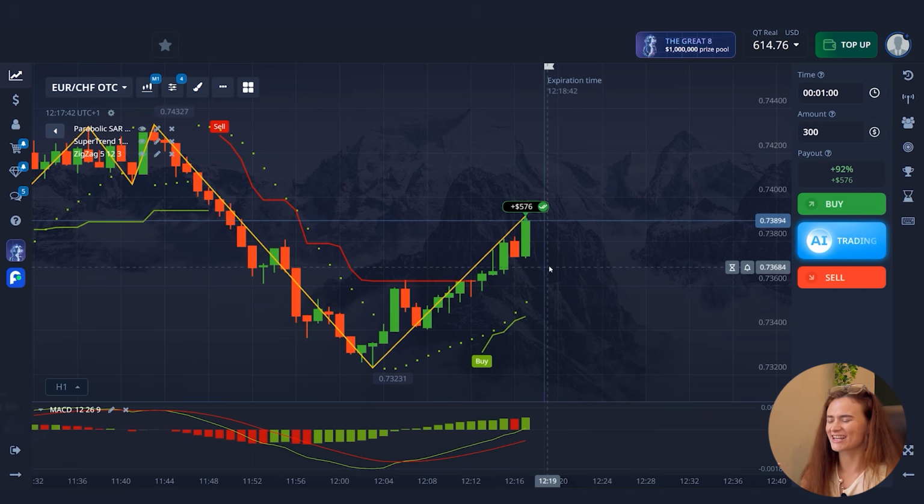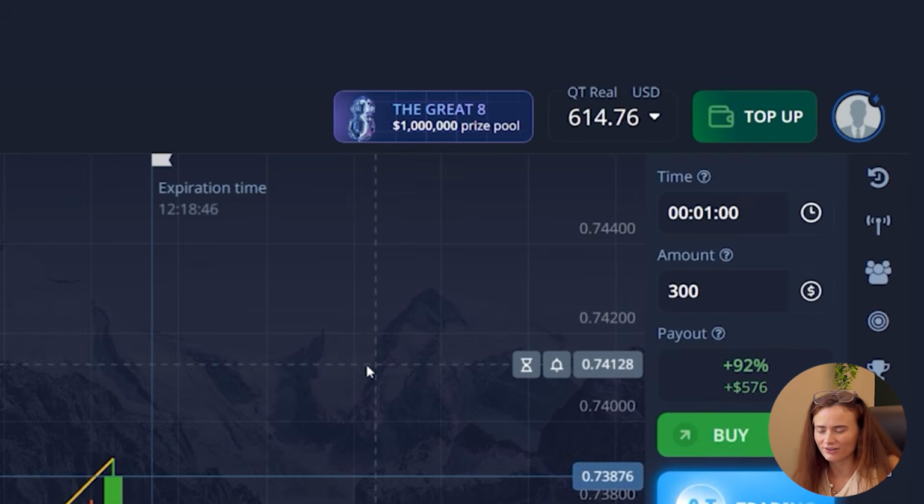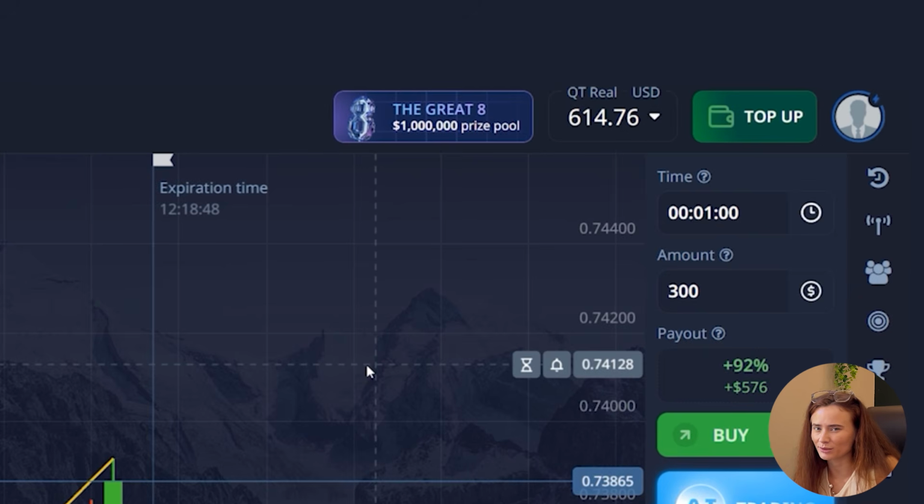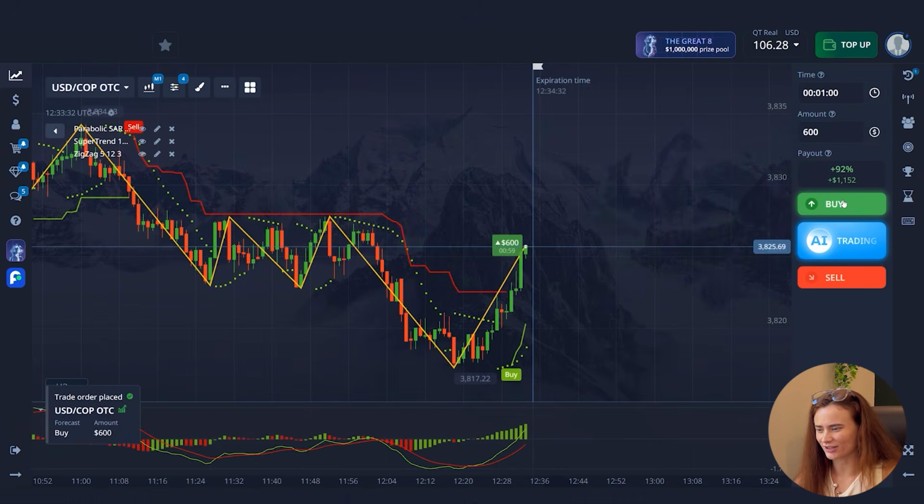And yes, guys, I made my profit. So now the account already has an amount of $614. So for now, I will find another situation and open the last trade. I'm sure that I made the right choice to open a trade in this situation.